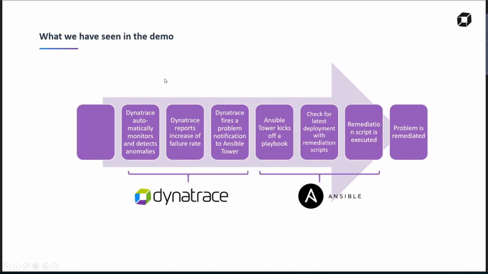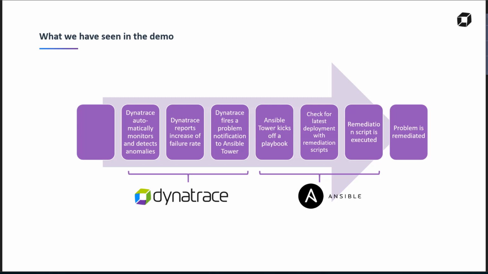I can't see what's written in the first block here. It's somehow gone, but it should say we released a new feature in our application, or basically we did a configuration change, and then Dynatrace was monitoring our application all the time and detected some anomalies. So we have seen the increase of the failure rate in this particular example, and then Dynatrace fired a problem and sent a notification to Ansible Tower.